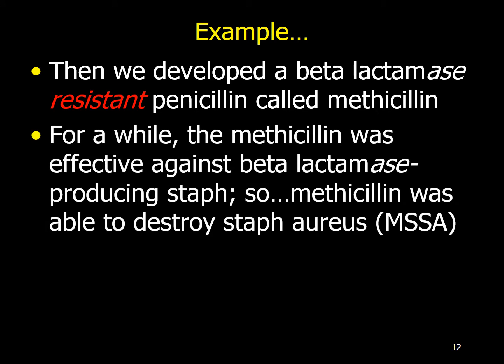So for a while, methicillin was effective against beta-lactamase producing staph. So if you had a patient who had staph, and that staph produced beta-lactamases, you no longer gave penicillin, but you could give methicillin. The methicillin was able to destroy the Staph aureus. The Staph aureus was said to be sensitive to the methicillin. This is methicillin-sensitive Staph aureus, or MSSA, which you don't hear about very much.